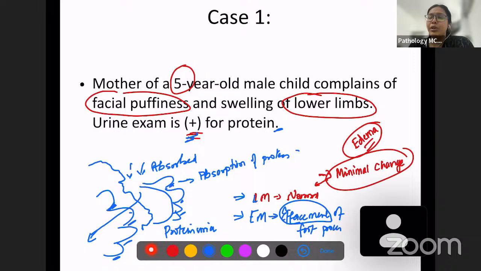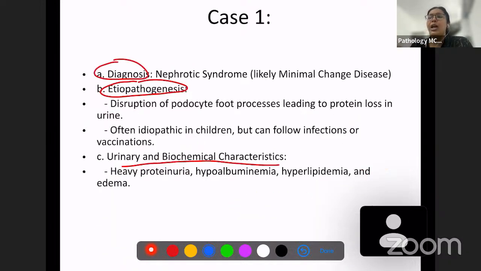That is why you have proteinuria, and that too nephrotic range proteinuria, more than 3.5 grams per day. So this is what happens in minimal change disease. You have normal light microscopy, and in electron microscopy you're going to see effacement of foot processes leading to protein loss in the urine. This is often idiopathic and occurs in children, but it can also follow certain infections and vaccinations, though it is idiopathic. So what will be the urinary findings and biochemical characteristics?